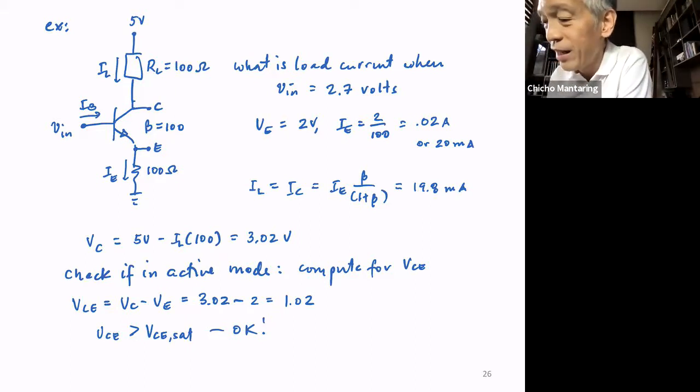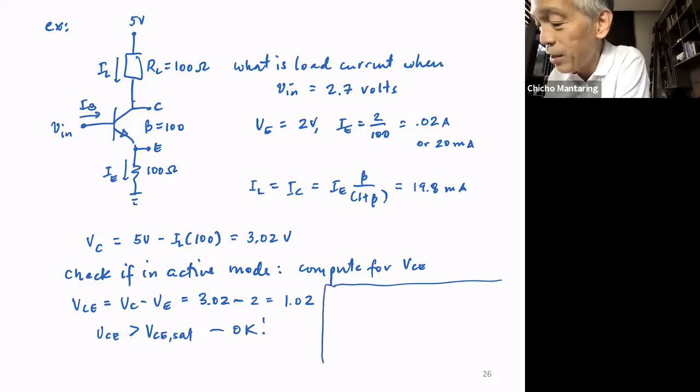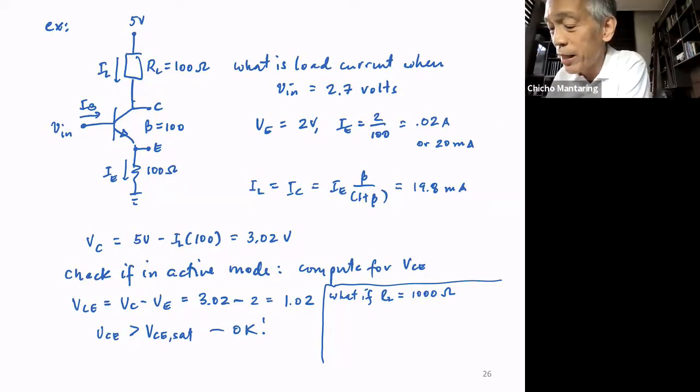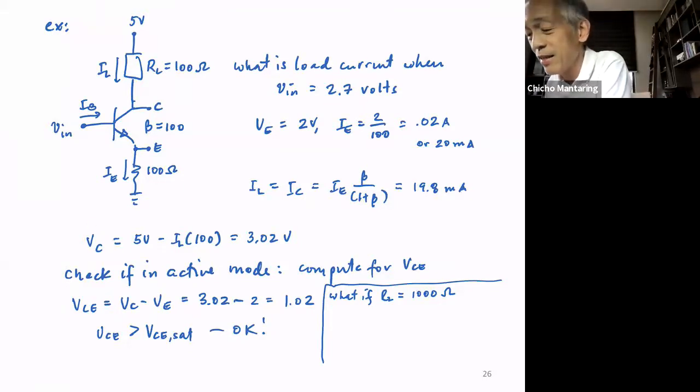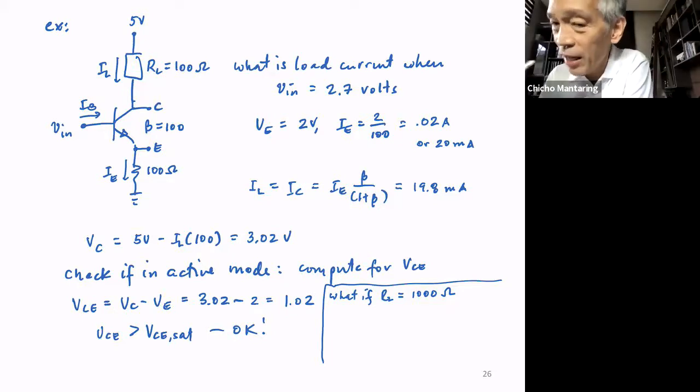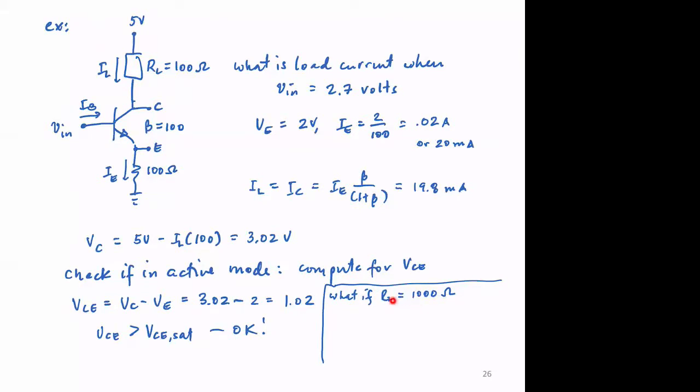Okay, what if I ran out of space, no? What if RL was equal to 1,000 ohms? So what if RL is equal to 1,000 ohms? What would be the value of VC? 0.2, po? No, not exactly. If this is your check, what if RL is equal to 1,000 ohms?